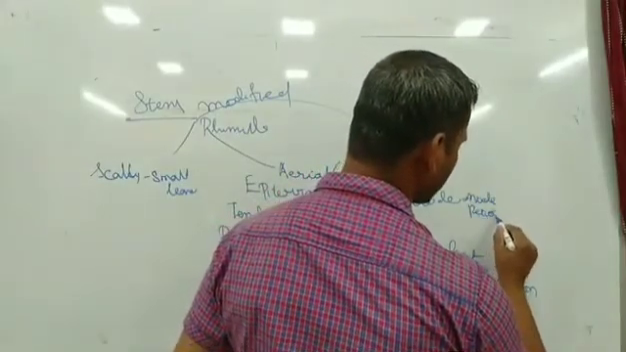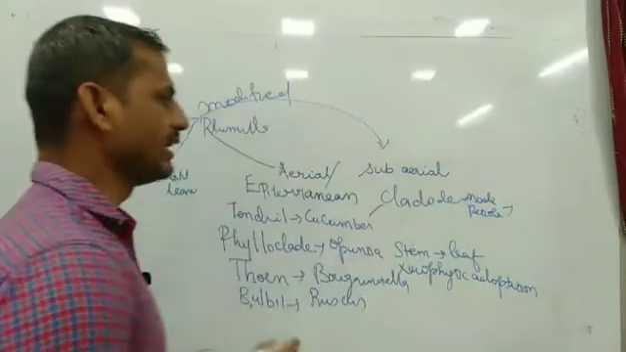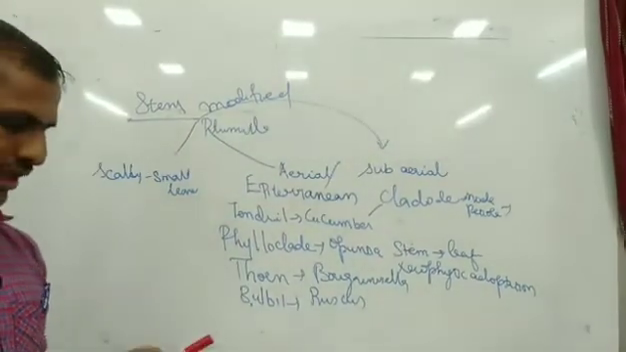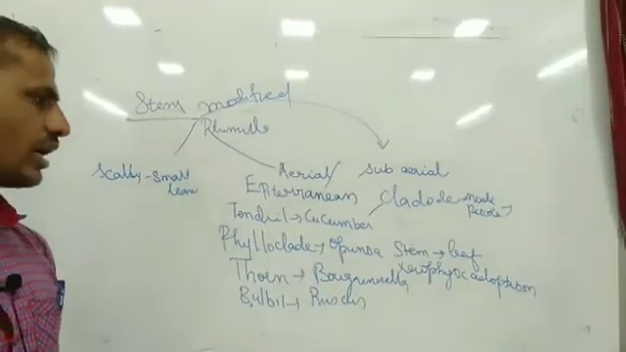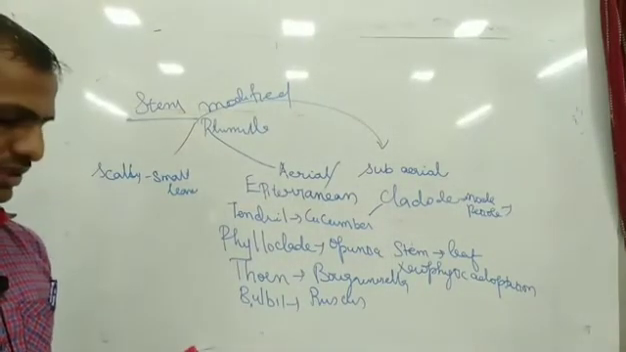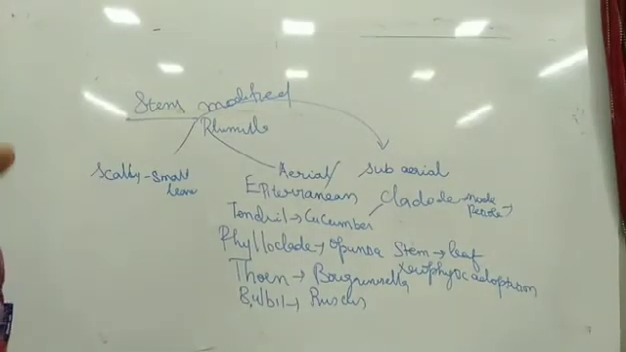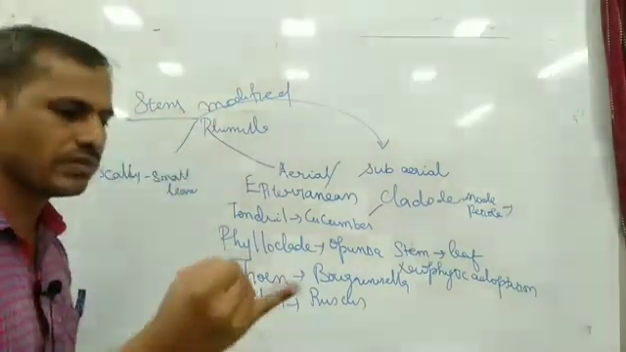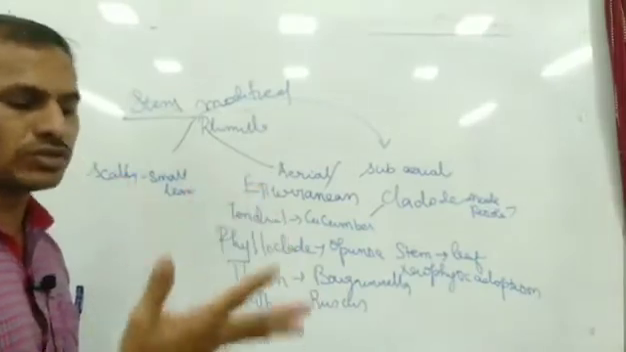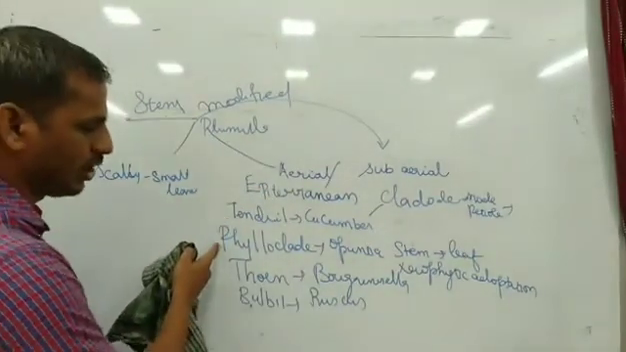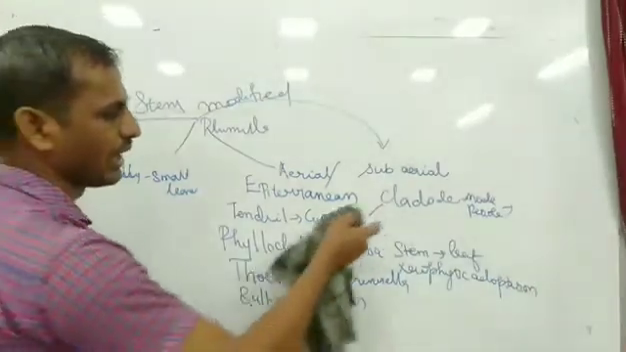Okay, one of the petiole regions modified into a leaf is called a cladode, which is present in this aerial modification, and these are epiaerial modifications. Next, we move to this. First, we have seen the underground modifications: rhizome, bulb, corm, tuber. Now we have seen the aerial ones: tendril, phylloclade, thorn, bulbil, and cladode.